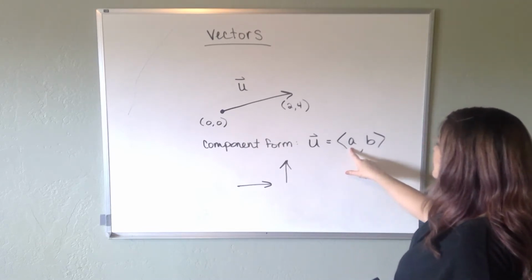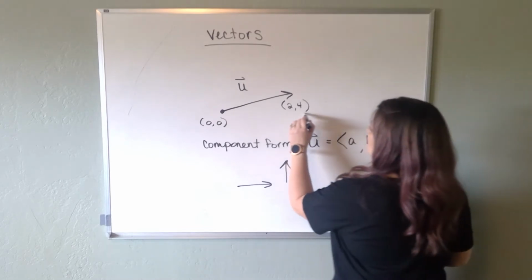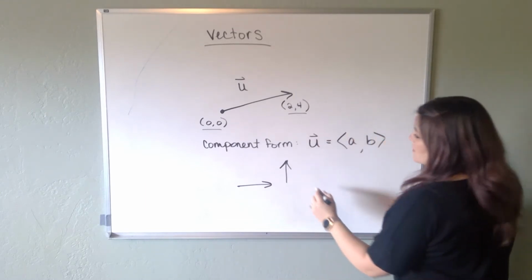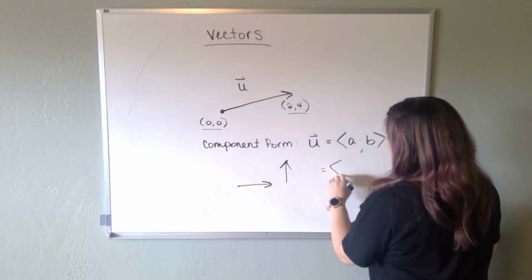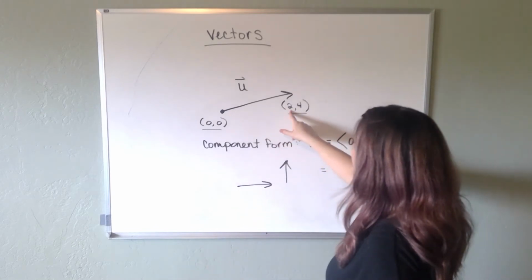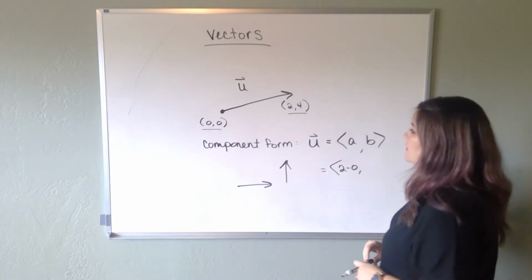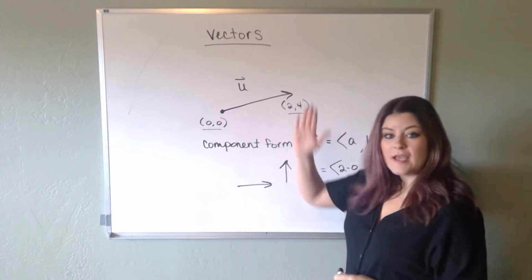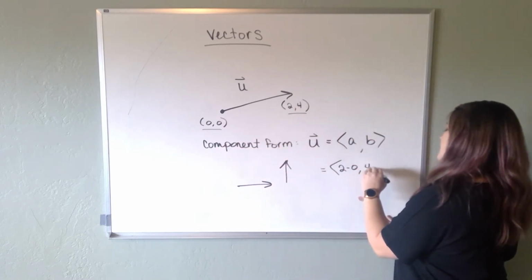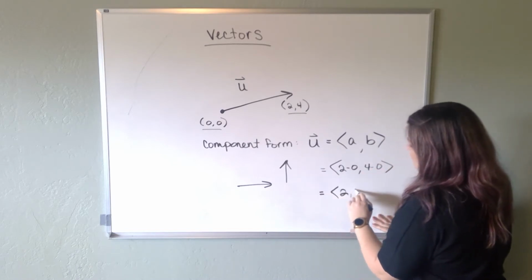But if I want to find the components A and B of any vector, it's actually really easy. I just use my terminal and my initial points and I subtract. So to find the component form of our vector U, to find the horizontal component, think about x values here. It's going to be x minus x. So I'm going to have 2 minus 0. To find the up and down movement, that's the y value, right? So 4 minus 0 in this case. And we get our two components, 2, 4.